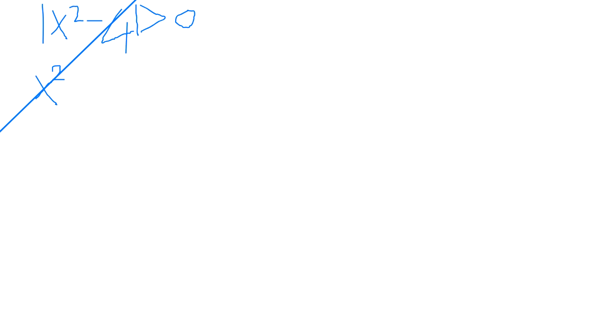Okay. So we have x squared minus 4 greater than 0, and we can have x squared minus 4 less than 0. Is this understood before we go on? Yes, sir. Okay.